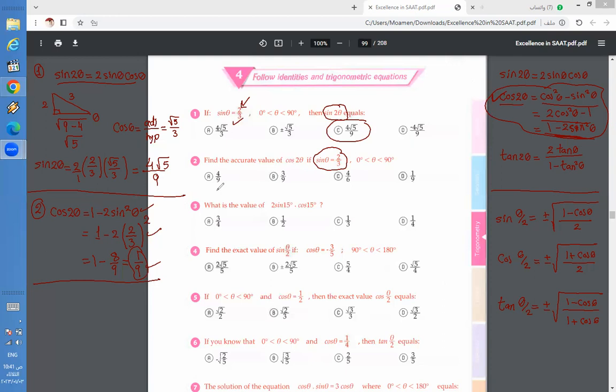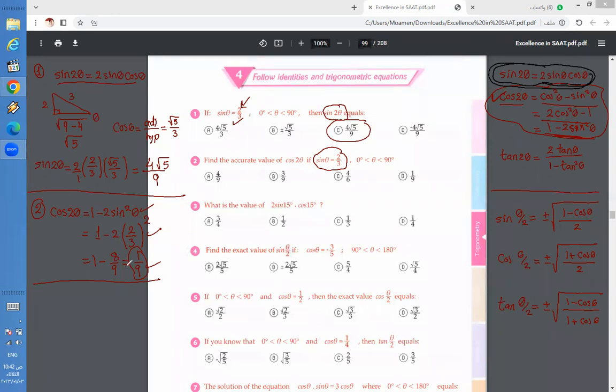We change the sign. No, we can't change the sign. This is the rule. Pay attention with me. 2 sine cosine, it's the rule of what? This is sine 2 theta, sine of the double angle. Sine 2 theta equals 2 sine theta cosine theta.